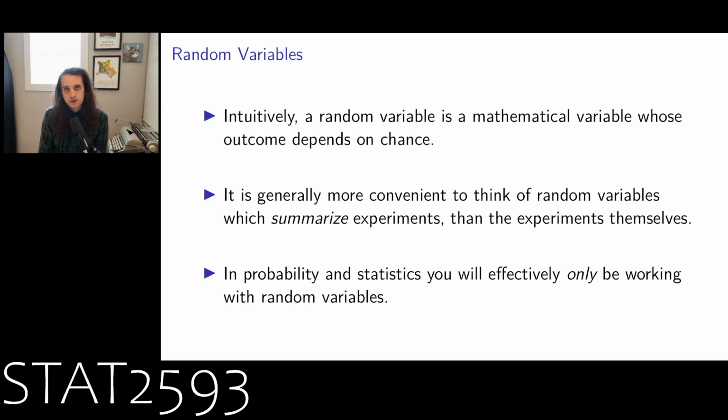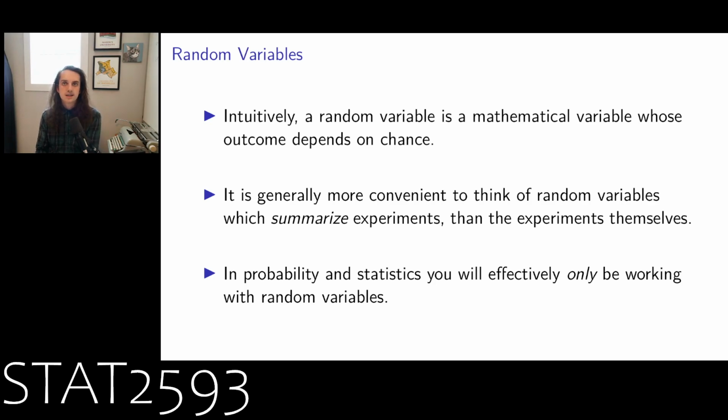Generally, in this class going forward, we're only going to be working with random variables. You can think about this as a mathematical convenience of sorts. It becomes very cumbersome to think about the full results of an experiment, especially because normally with our experiment, we only care about some component of it.